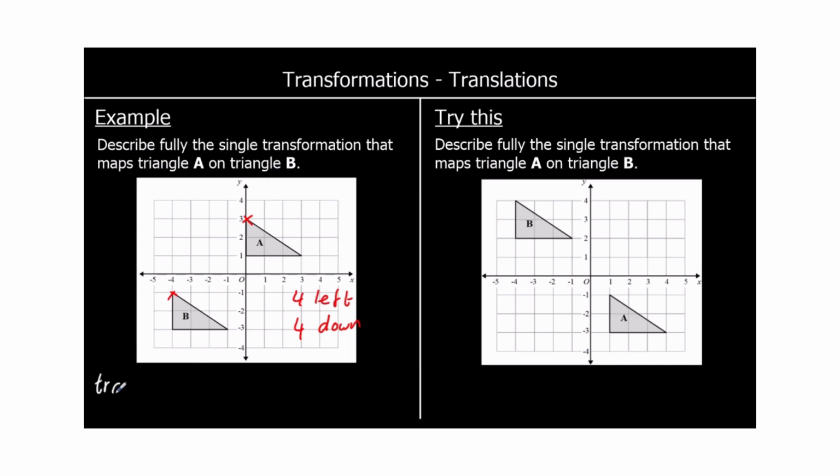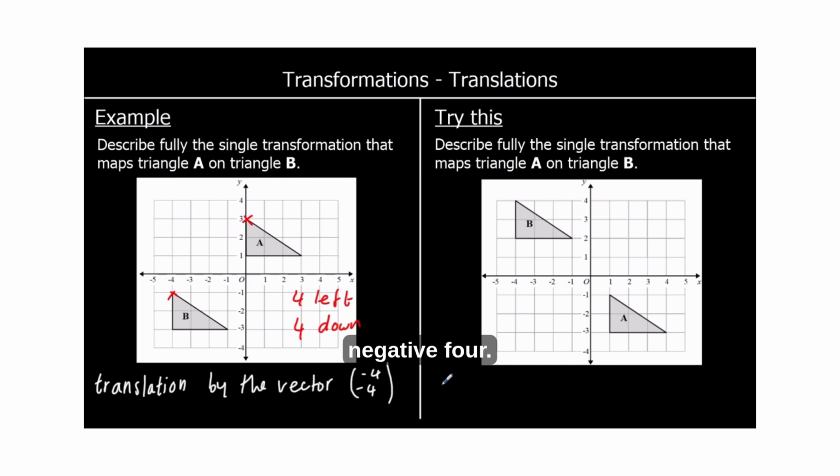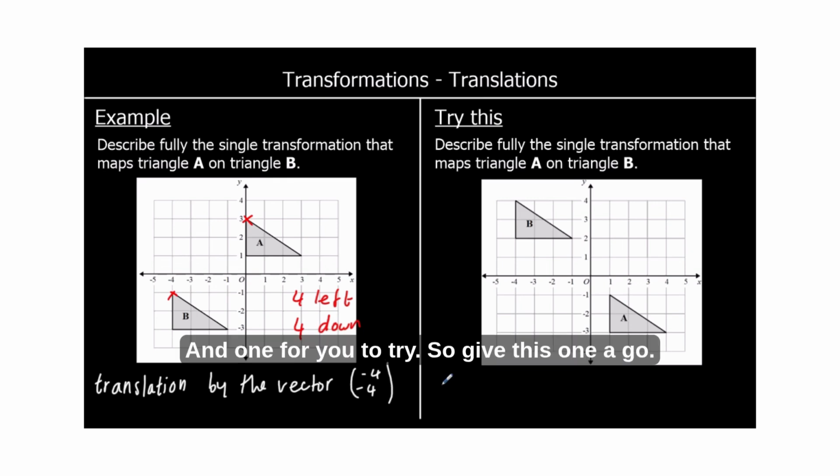So minus 4 in the x, and then minus 4 in the y. So it's a translation. It's just been moved by the vector. So 4 left, that's minus 4 in the x direction, and 4 down, minus 4 in the y direction. So it's a translation by the vector negative 4, negative 4. And one for you to try. So give this one a go.